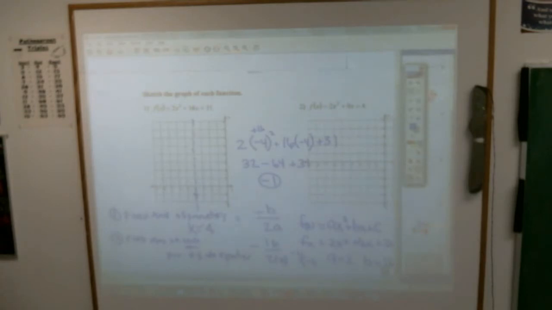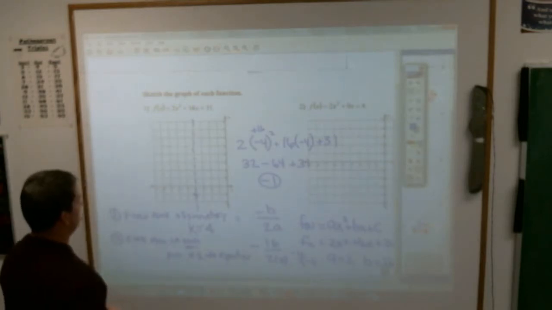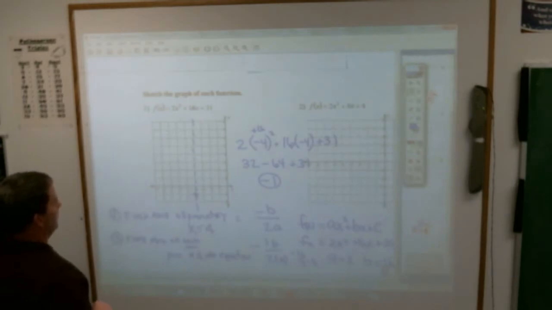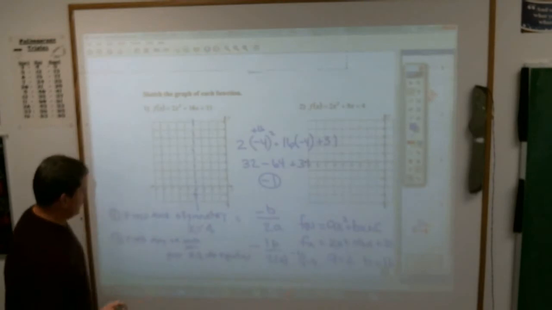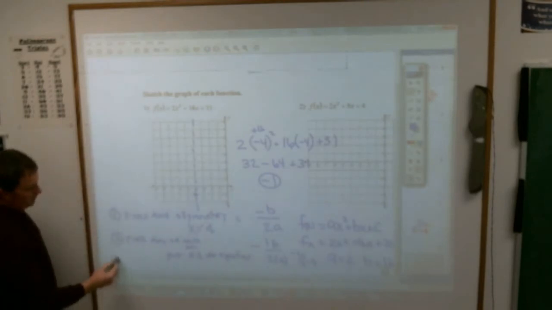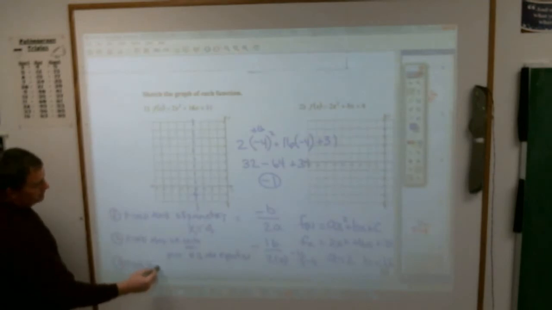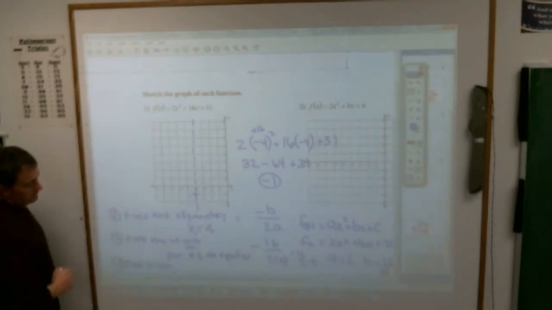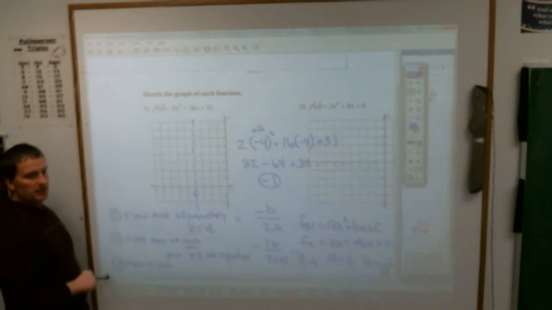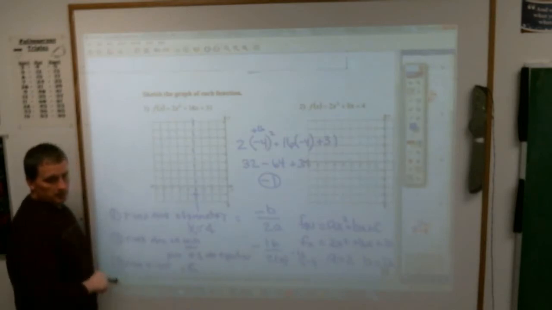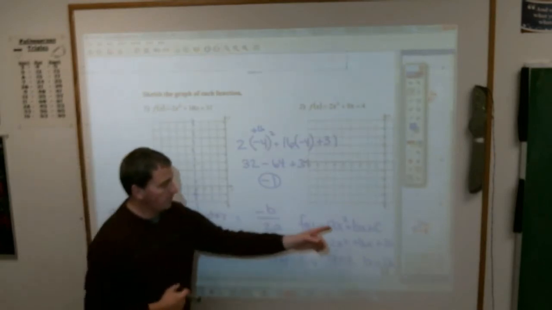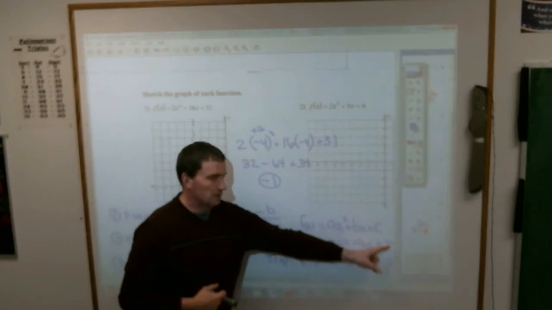And then the third thing we need to find out, step number 3, is the y-intercept. And the y-intercept, ladies and gentlemen, is just going to be what letter C is. What is C? In my little thing over here, C is 31.